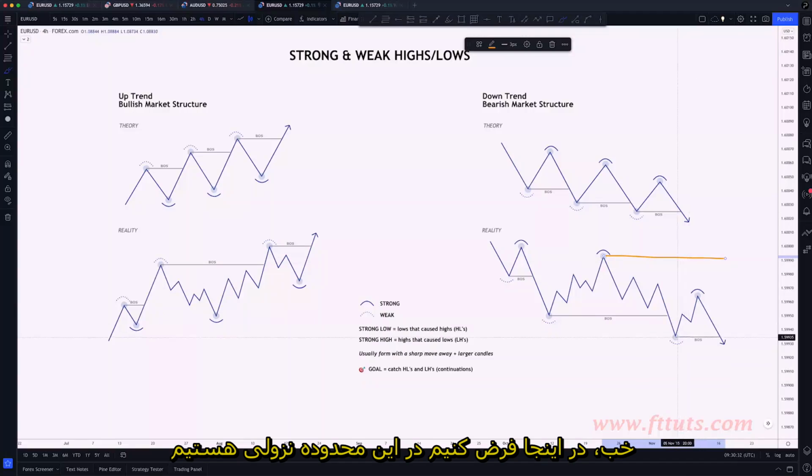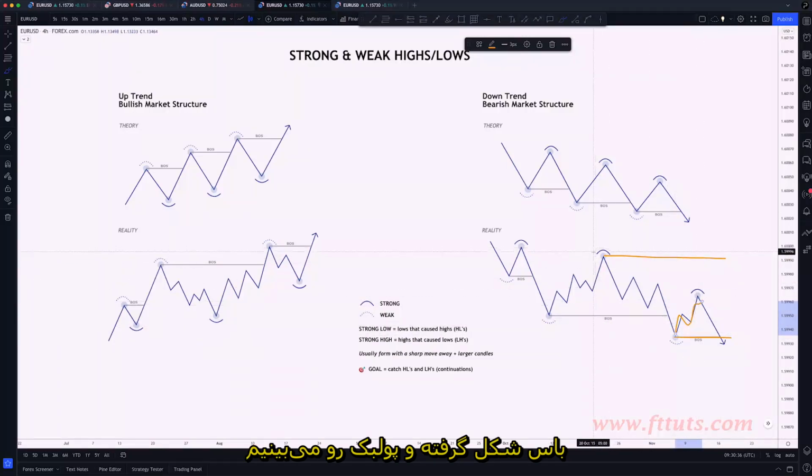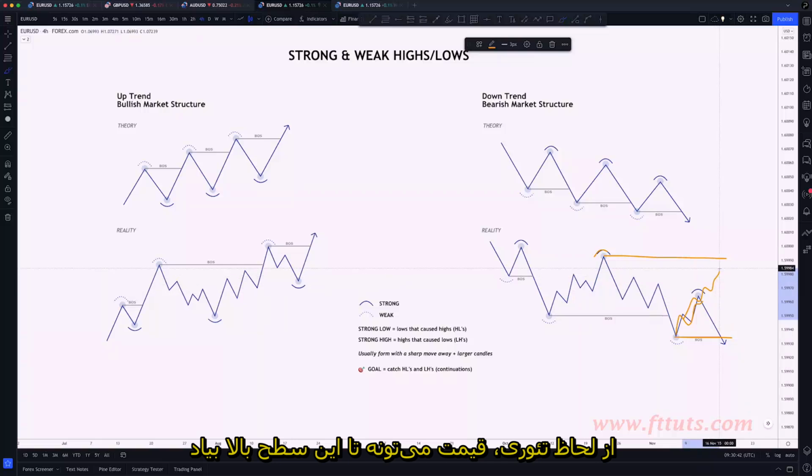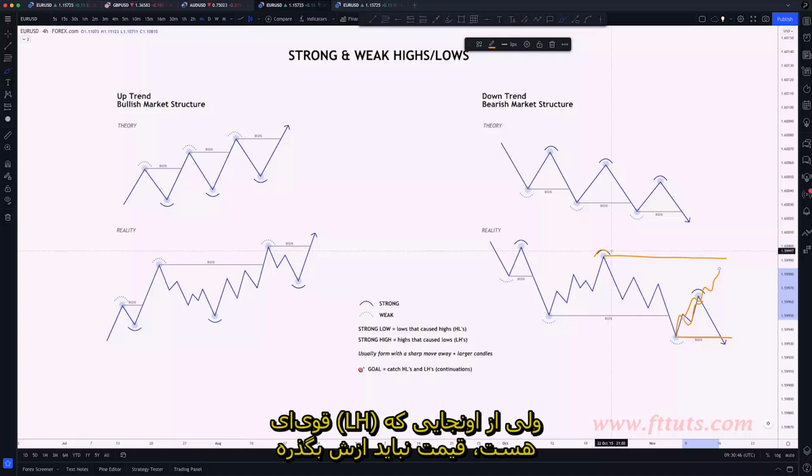Like I was saying here, let's say we're in this bearish range. We've had that break of structure, price is pulling back. At this point, we know that this is a strong high because it took out the low, it did its job. So in theory, price can pull all the way back up to the high, but because it's a strong lower high, price should not breach it.